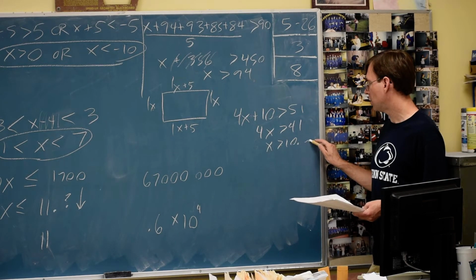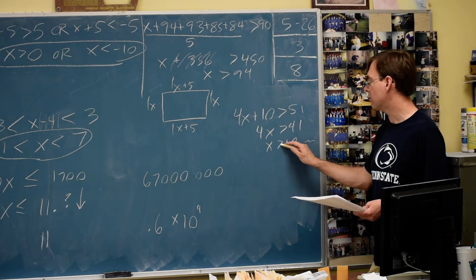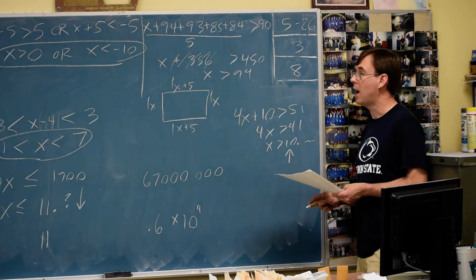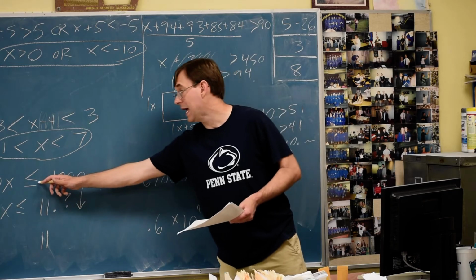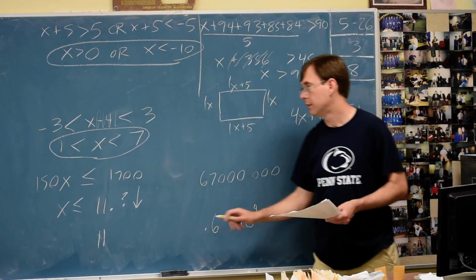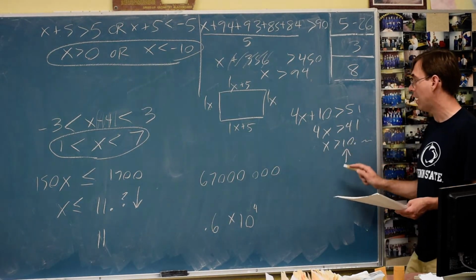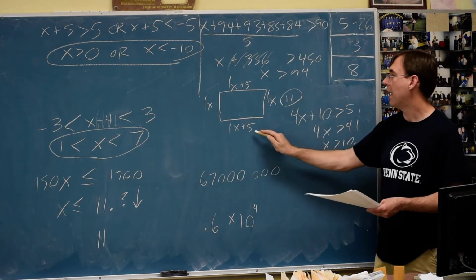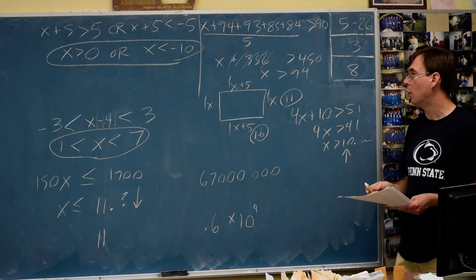So regardless of what this is, to be greater than 10 point something, this time we're going to have to round it up. Last time it was less, so we had to round it down. This time's greater, so we have to round it up. We get 11 for this side, and then the other side that's 5 more would be 16.